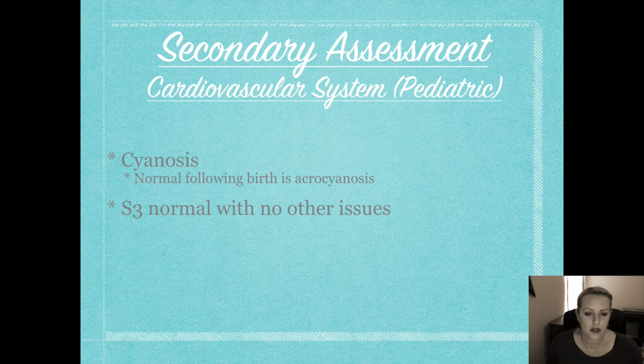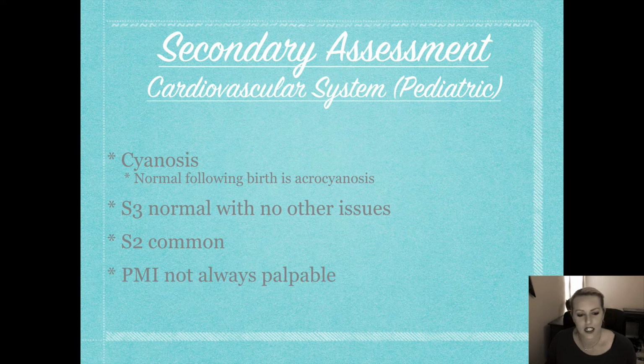In a child, S3 is normal with no other issues. So if they're having cardiac issues and you hear an S3, then it's not normal. But if you hear it and there's no other issues, we're good. A splitting S2 is common. Basically, that's things are happening on the right side a little slower than they are on the left side, and we'll hear that next. And their PMI is not always palpable, so you can't always feel their point of maximum impulse. So let me put these back on.